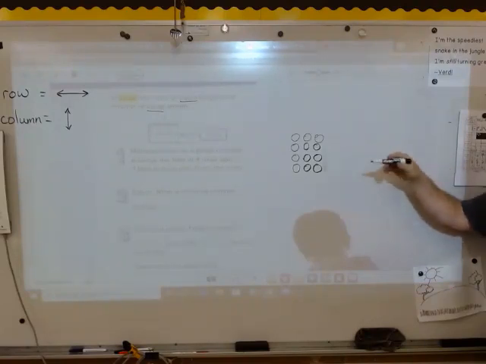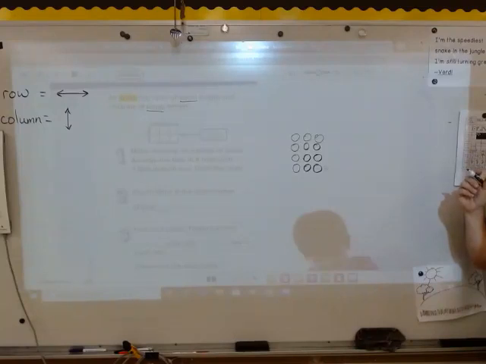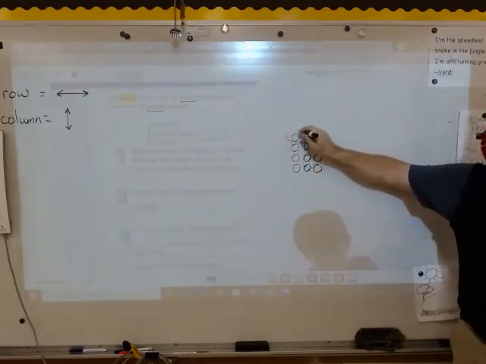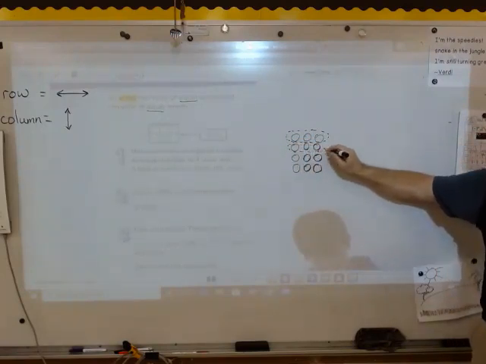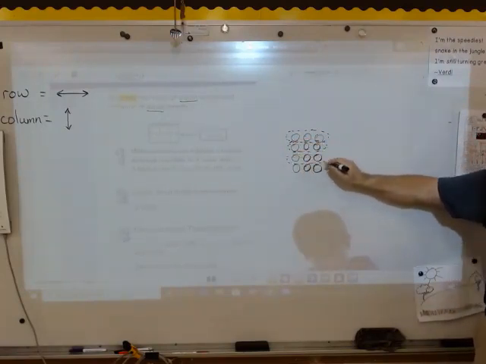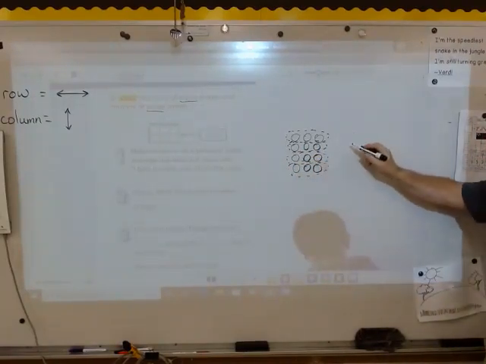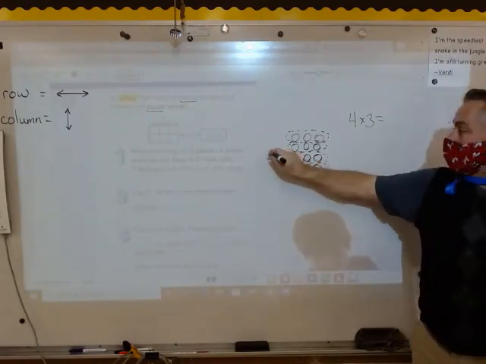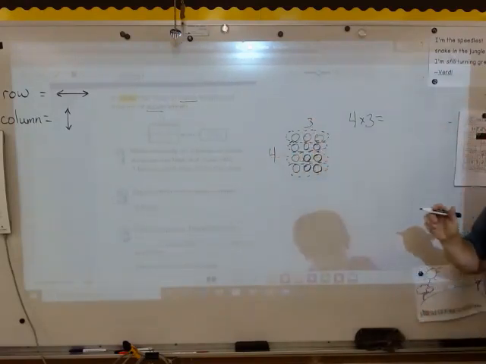How can I split this into equal groups? Somebody give me a hand here. How many groups do I have? And how many are in each group? What do you think, Liam? There's 3 in each group. Okay, so I can think of it like this. 1 group, 2 groups, 3 groups, 4 groups. If I think of it that way, that's 4 groups with 3 in each group. 4 times 3. So these 4 times these 3.